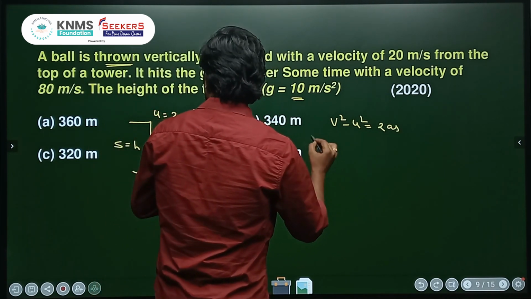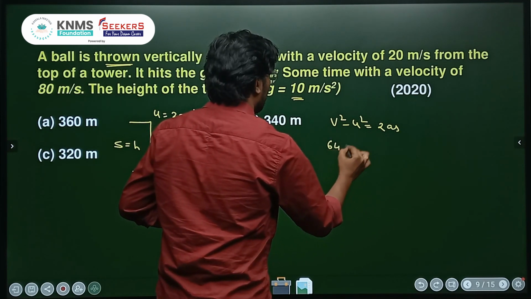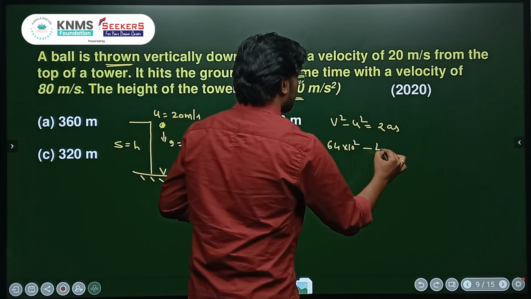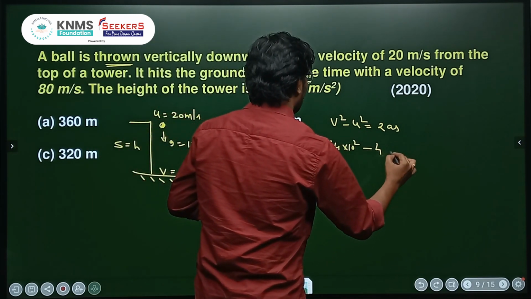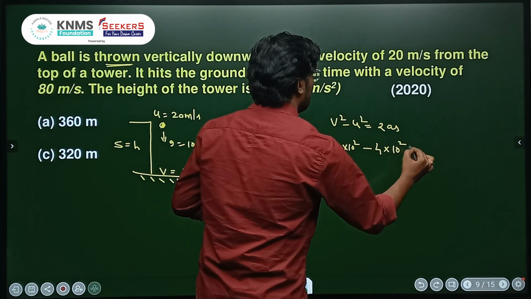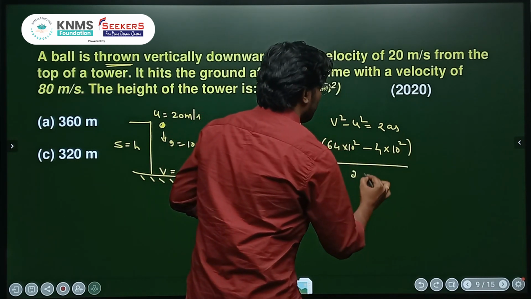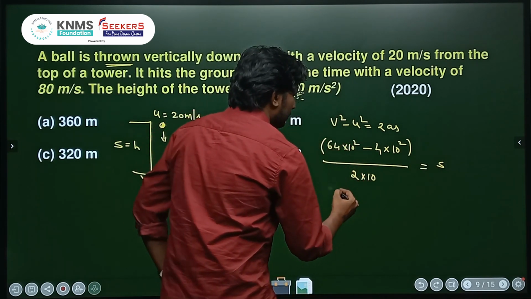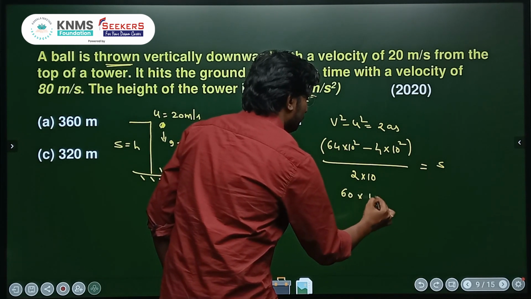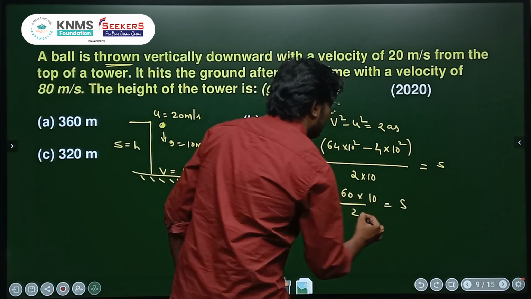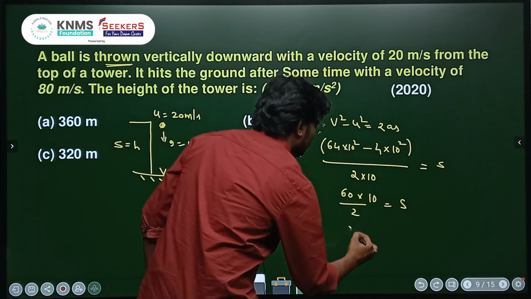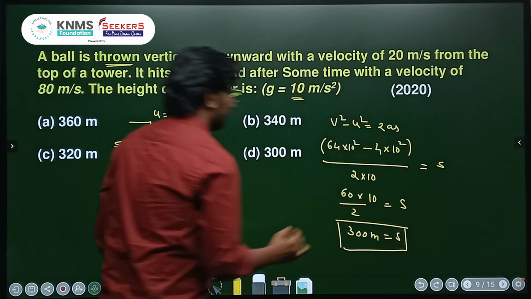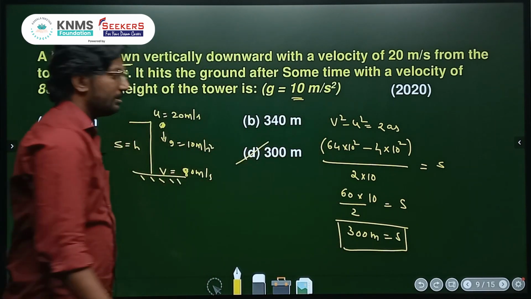So here it will be v square, that is 80 square, so that is 64 into 10 to the power 2, minus u square, that is 4 into 10 to the power 2, divided by 2 into 10 should be equal to s. If you cancel the terms, this will be 60 into 10 divided by 2 is equal to s. So this will be 5 times 60, so total it will be 300 meters is equal to s. And you have option D as the answer for it.